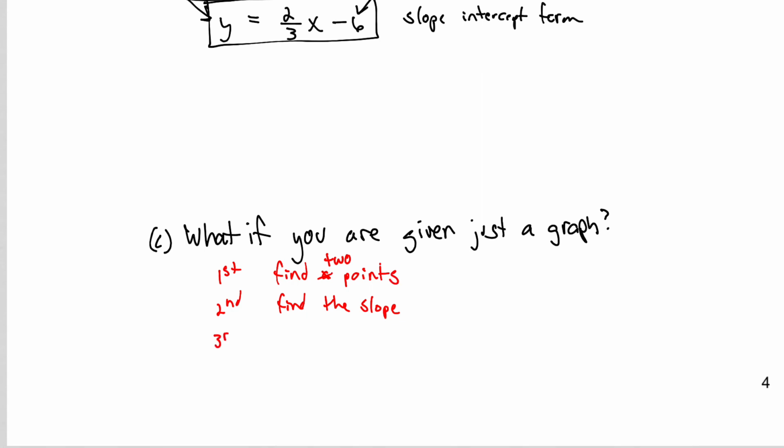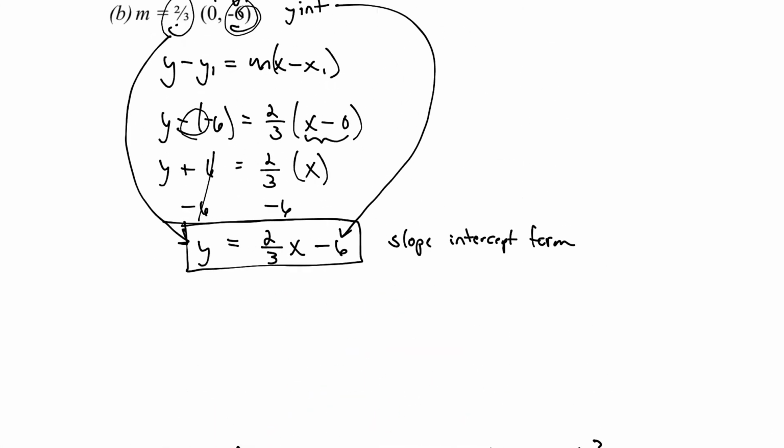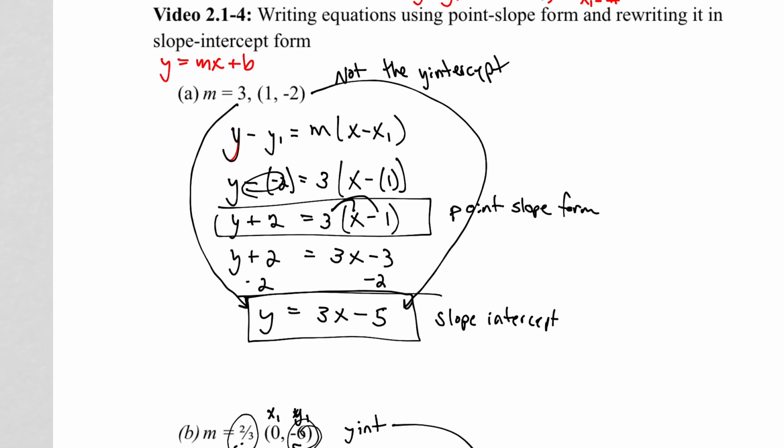And third, when you go to write your equation, you're going to use 1 point, one of the 2 points that we found, and the slope. So once you've identified your 2 points and the slope, the process is just like part A.